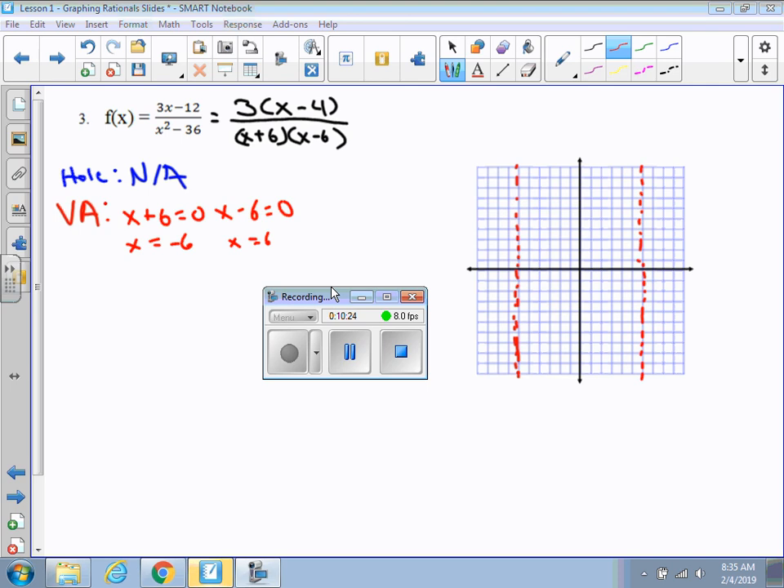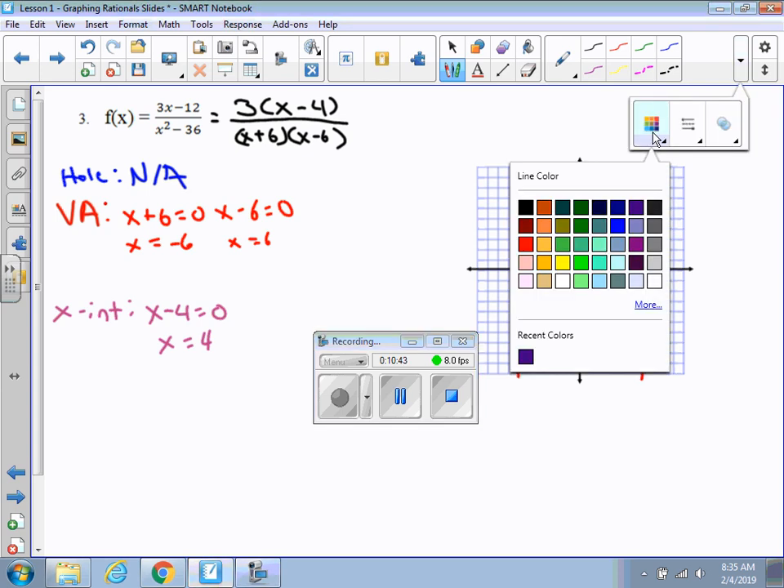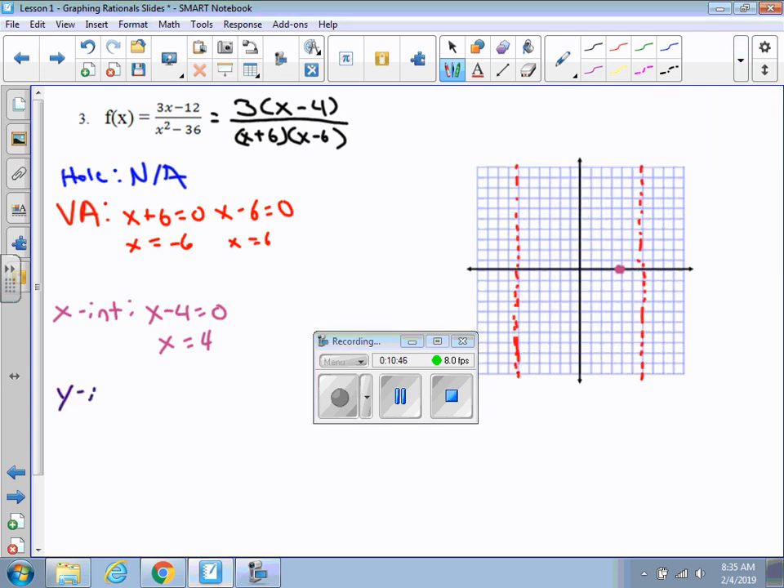Okay. All right, now moving on to our x-intercepts. So x-intercepts, set the factors unique to the numerator equal to 0. Well, 3 can't equal 0, but if you set x minus 4 equal to 0, that gives you x equals 4. So we're going to plot that on our graph. Okay, and now let's talk about the y-intercepts. So y-intercepts, plug in 0 for x. In your numerator, that's going to get you negative 12. In your denominator, that's going to get you negative 36. And that simplifies to 1/3. So we cross the y-axis somewhere in there.